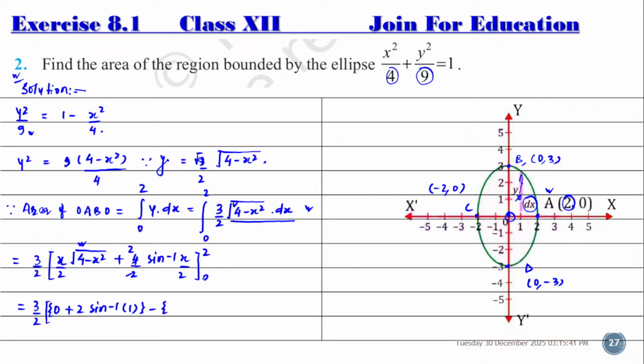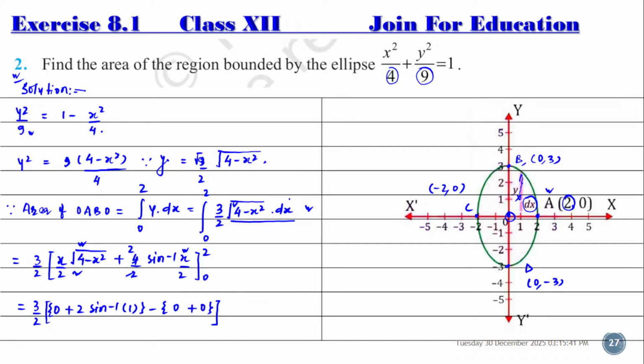Now putting the value of x equal to 0, then this part will be 0. So we write down here 0. And the value of sine inverse 0 is 0, so this part will also be 0. So we write down here plus 0.